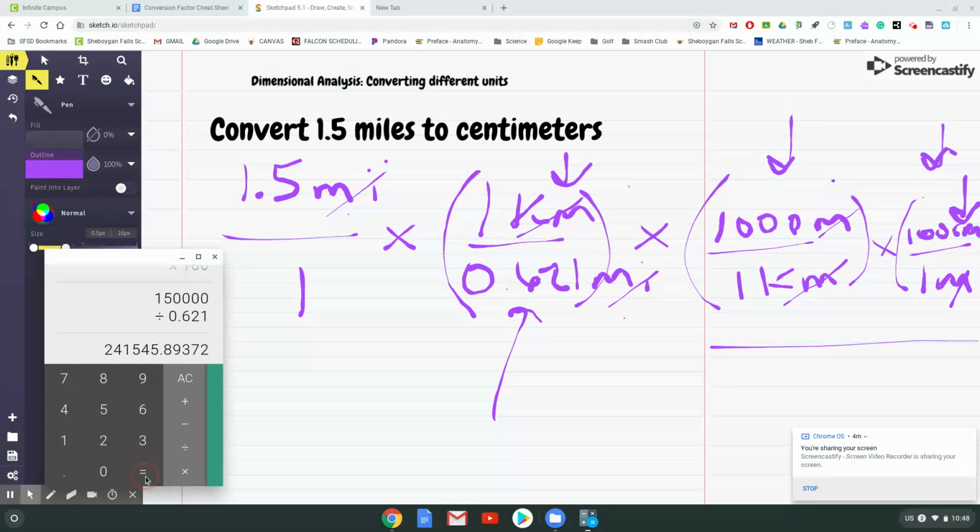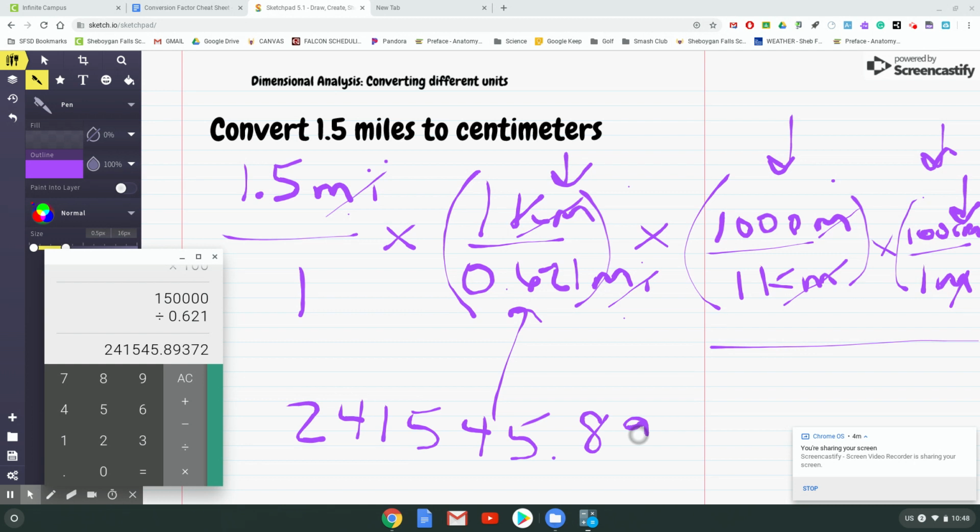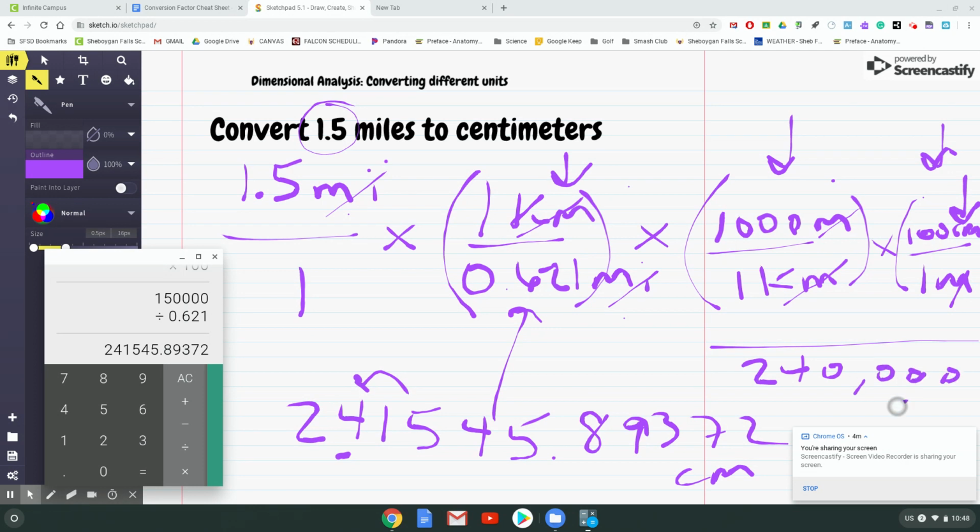When I do that, I get an answer of 241,545.89372. Now, that is in centimeters. Now, if we take a look, my significant figures, which does matter, was 2. I'm multiplying, so it's the least sig figs overall. So that means I've got to round it to here. Does that 1 move it? No. So my sig fig answer would actually be 240,000 centimeters. And that right there is going to be our actual answer.